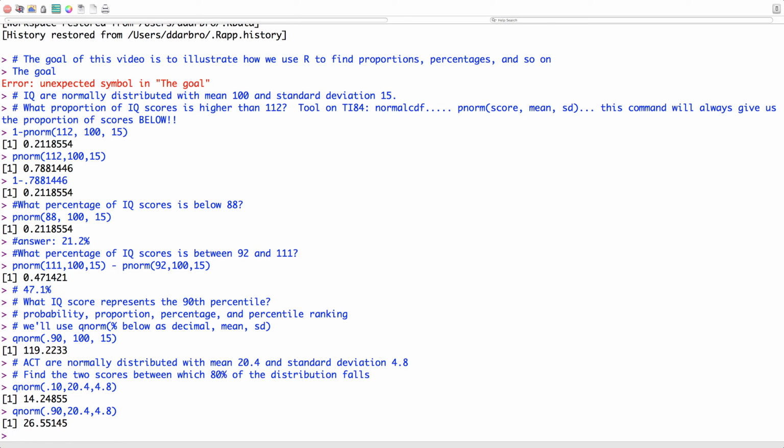So 14.24855 and 26.55145 are the two values that give us the middle 80% of the distribution between these two values. All right, let's check our work.